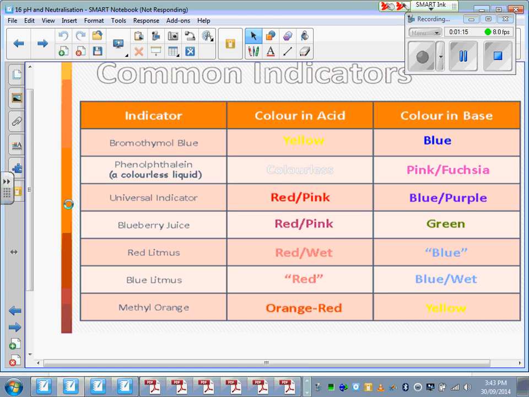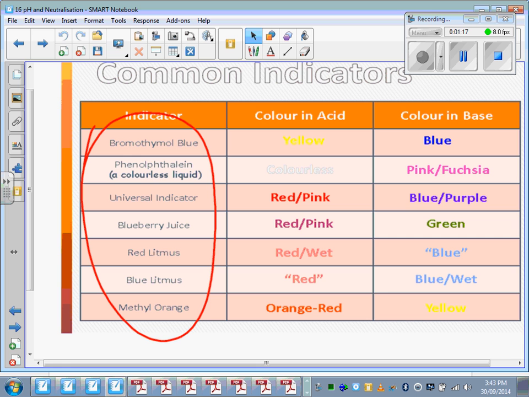So when we talk about indicators, we talk about stuff like bromothymol blue. Phenolphthalein is a very commonly used indicator. With phenolphthalein, in acid, the solution is colorless. It looks like water. When a base is added to that solution, or if there's a base in that solution, and you add phenolphthalein to it, it turns pink. It's a very common indicator that's used.